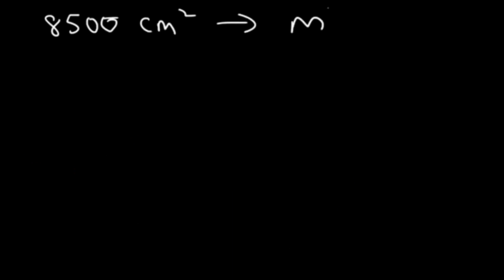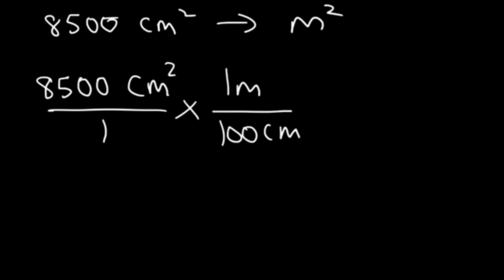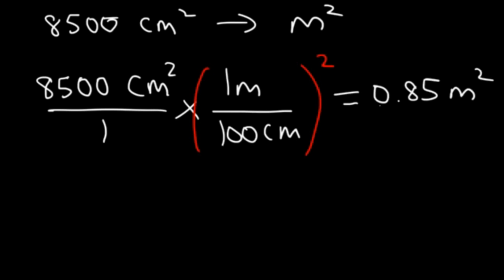Let's try another example. Convert 8,500 square centimeters into square meters. So let's start with what we have, 8,500 square centimeters. Now we know that there's 100 centimeters in every meter. But in this example, we need to square the conversion factor. So to get the answer, you could take 8,500 and divide it by 100 squared, or you could do 8,500 divided by 100 and then divide it by 100 again. Your final answer should come out to 0.85 square meters. So that's how you can convert the units of area.